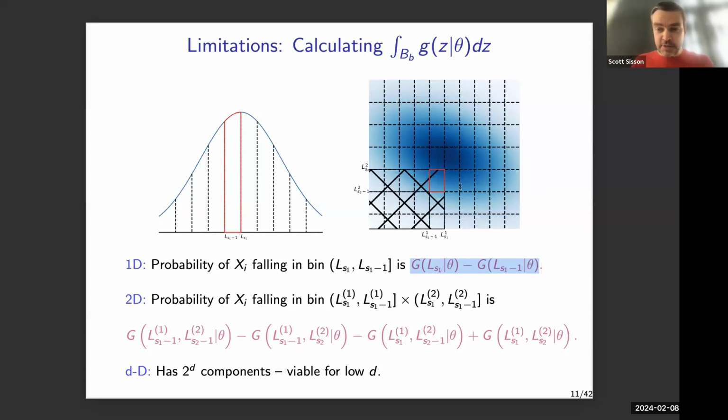If we're in two dimensions, as in the example here, I want to say, what's the probability of something falling in this two-dimensional bin? Well, I can do this by the inclusion-exclusion principle, just by evaluating the CDF in two dimensions now at each of the corners of this bin. And here's the formula down here.